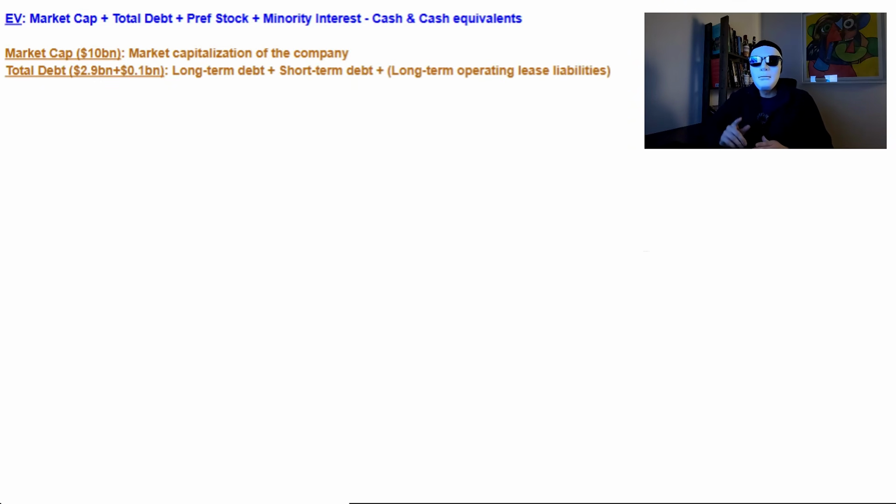Now, one additional thing to note here is that after the global accounting standard changed to a thing called IFRS 16, they started booking lease agreements as long-term liabilities, which get amortized in the income statement, which is effectively treating rent like an interest expense. Generally, these are quite small in size, so no need to be confused by it, but just note that if you see a line item which says long-term operating lease liabilities, just add that item as well. In our case, let's assume that the lease liabilities are $100 million. So in total, we have $3 billion of total debt.